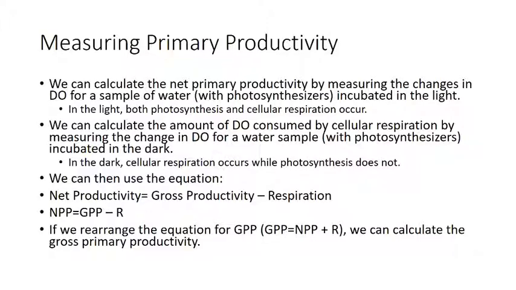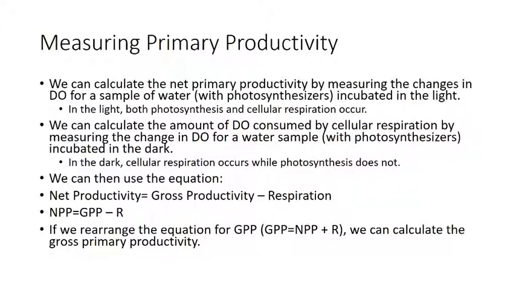You've got to remember that in the light, both photosynthesis and cell respiration are happening. Now, if we're in bright light, probably photosynthesis is happening faster than cell respiration. So we can calculate the amount of DO consumed by cell respiration by measuring the change in dissolved oxygen for a water sample, again with algae, but this time only incubated in the dark. Remember that in the dark, only cell respiration occurs, while in the light, photosynthesis and cell respiration are both occurring.